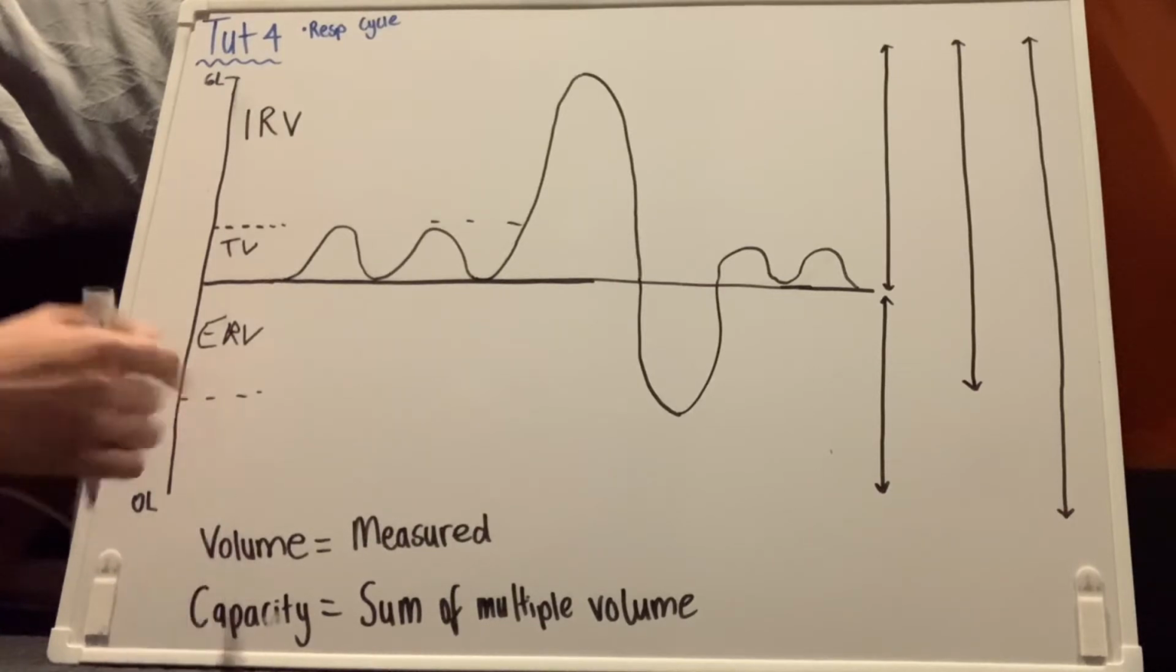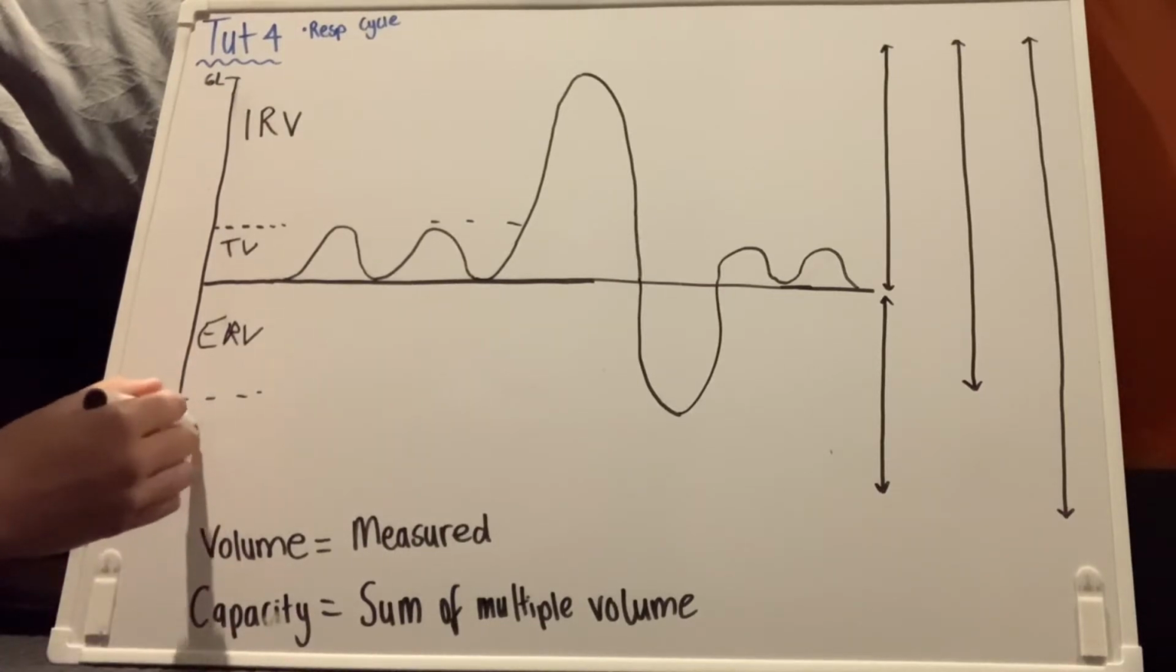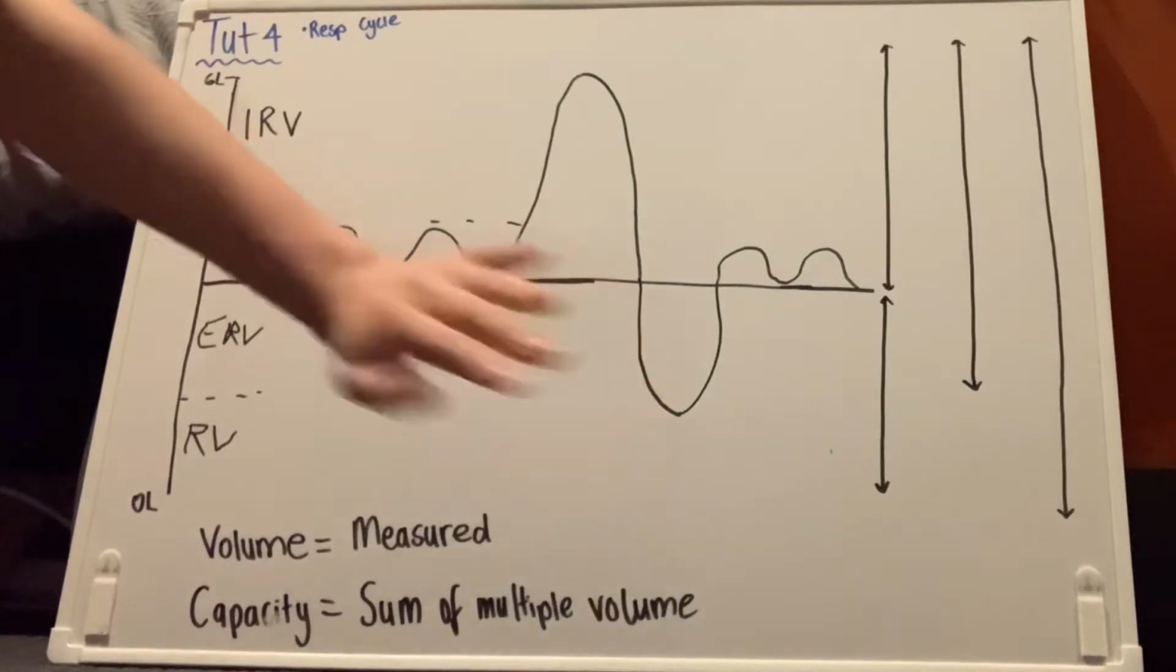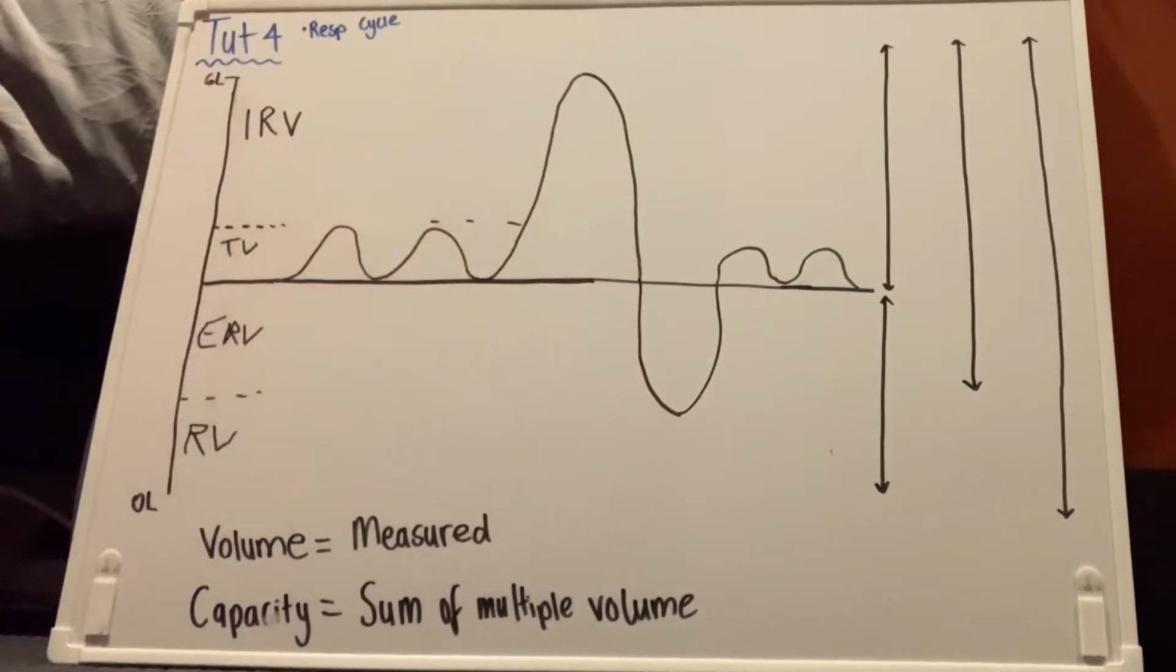Then finally, you have this residual volume. Residual means leftovers. So it's the amount of air left over in your lung after you've tried to push out everything. It's all that's left over. And that's important because if you weren't to have that air in there, your lung would collapse. So you need that air just to keep your lung inflated a little bit so that you can breathe easy.